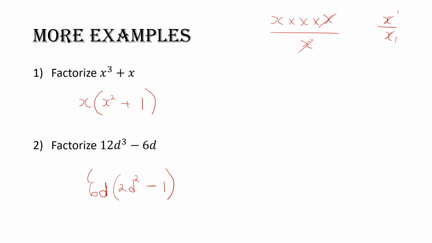So remember, I divided the 6 by the 12, and I divided the d by the d cubed, and then I do the same thing on the other side. I divided the 6 by 6, and I divided the d by the d. And that's how I end up with what's in the bracket.